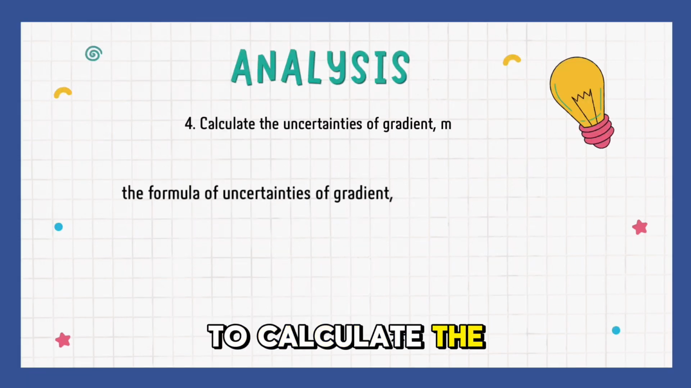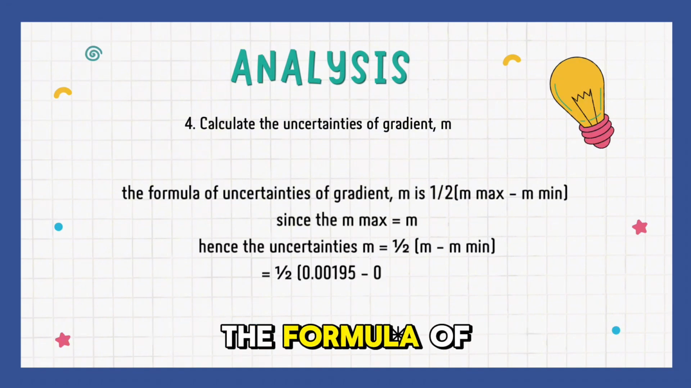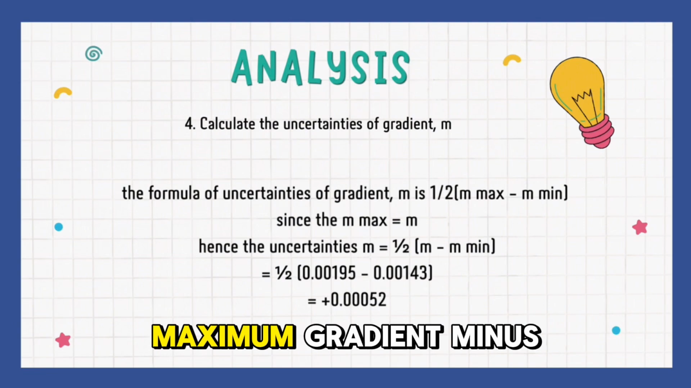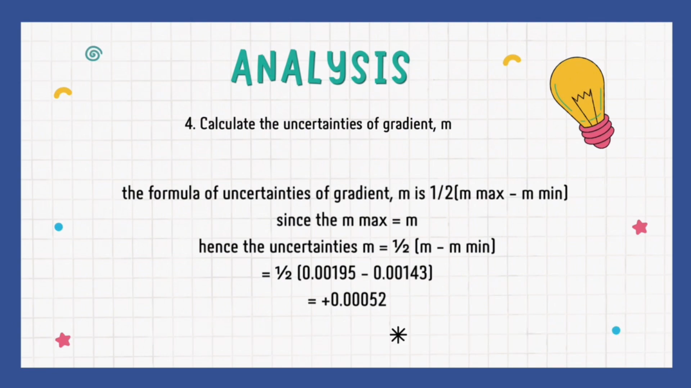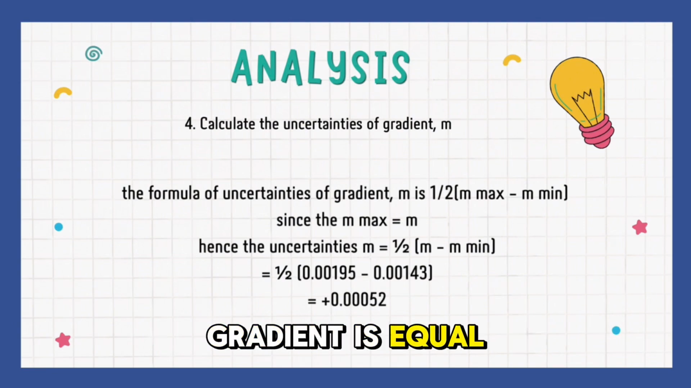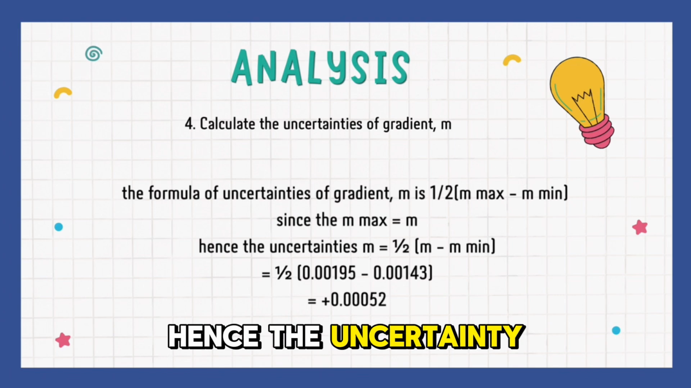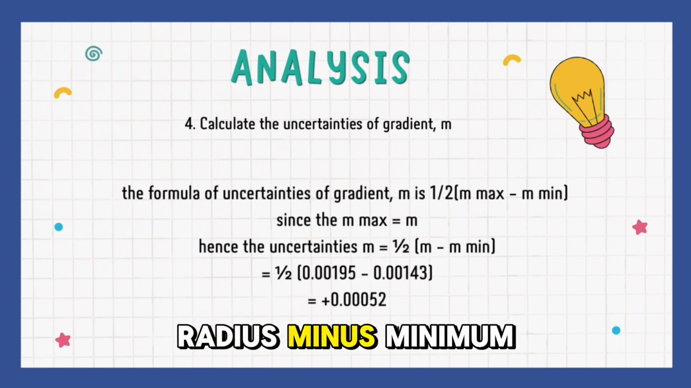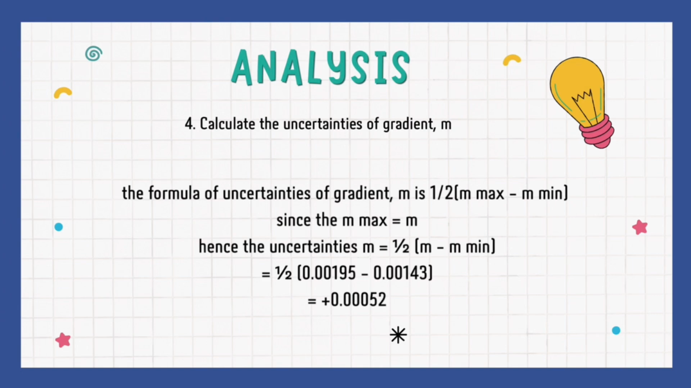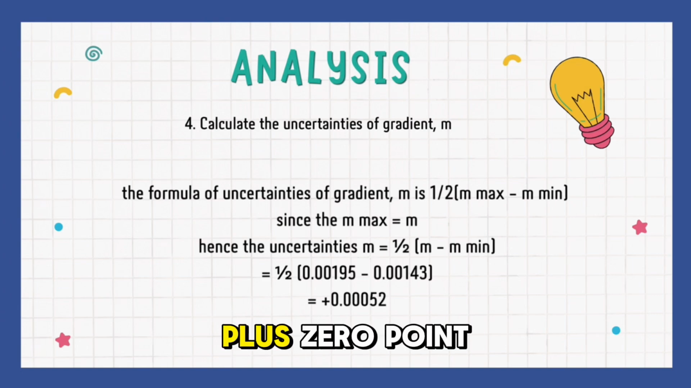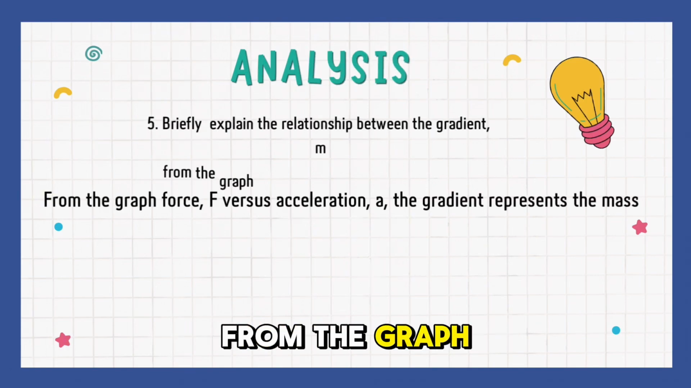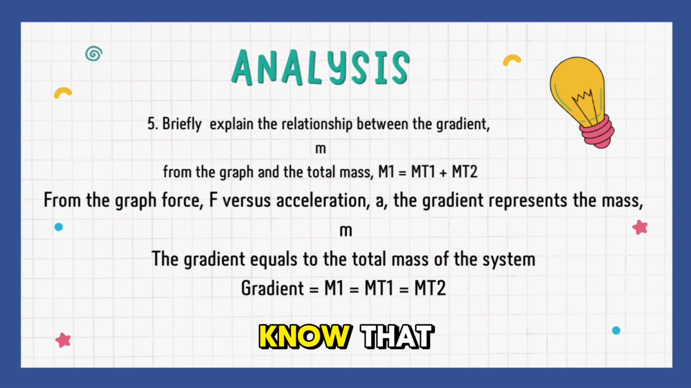To calculate the uncertainties of gradient M, the formula of uncertainties of gradient is 1 over 2 times maximum gradient minus minimum gradient. Since the maximum gradient is equal to gradient, hence the uncertainty of M is equal to 1 over 2 times gradient minus minimum gradient, which is equal to plus or minus 0.0052.